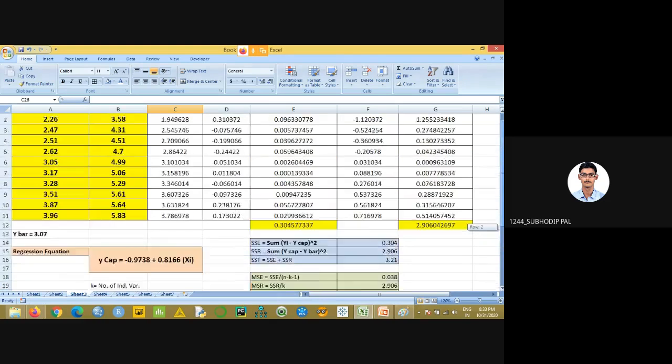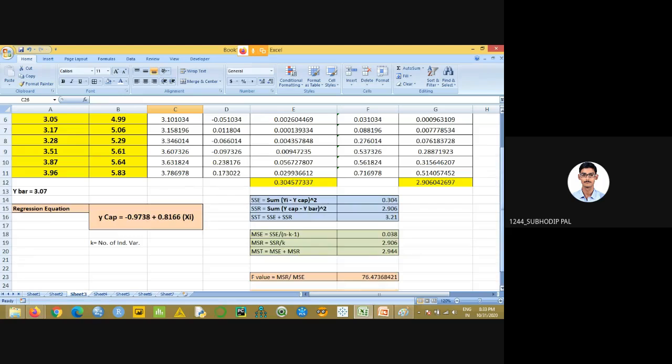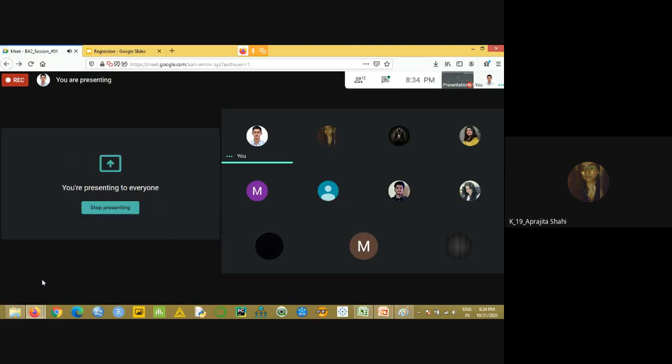Any doubt? This is one type of problem you can expect for 20 marks. There is another type of problem. Any doubt in this, or we can proceed to the next slide? Any doubt in this? It's clear. No, it's clear.